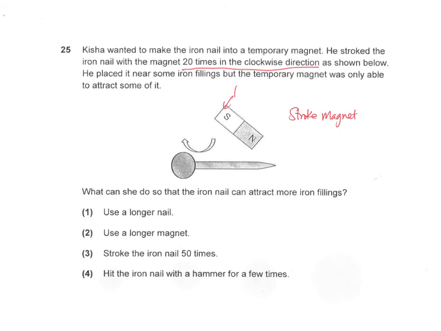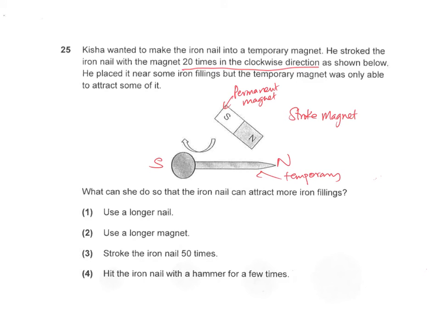We make use of a permanent magnet here to change this into a temporary magnet by stroking it in a clockwise manner. It may not be clockwise, it can be anti-clockwise. But you also need to know one thing, and that is the polarity of the temporary magnet. Since we start with an N here, we know that this iron nail should have a south pole here and a north pole here at the end of the process of stroking it to convert it into a temporary magnet.